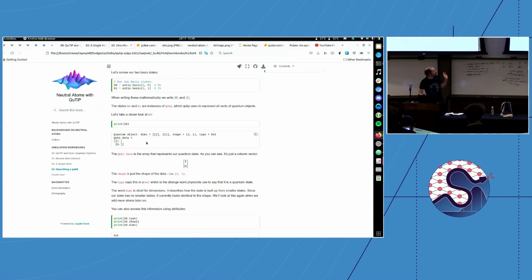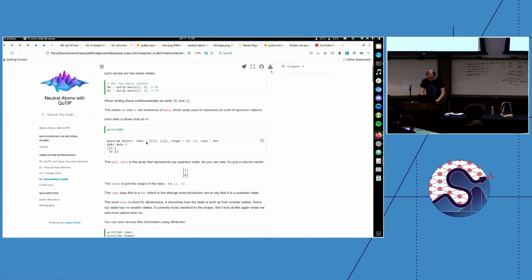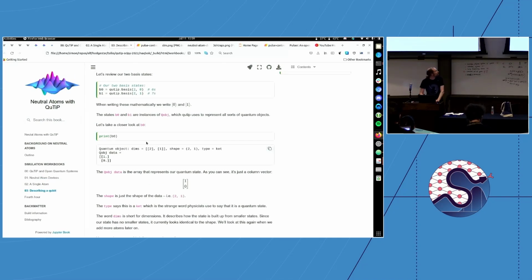Also, shout, do I need to make this a bit bigger, or is it fine? A bit bigger would be great, actually. Cool. Just because of the light that's shining on it, it's not your fault. Yeah.